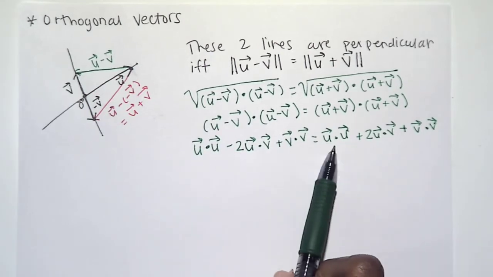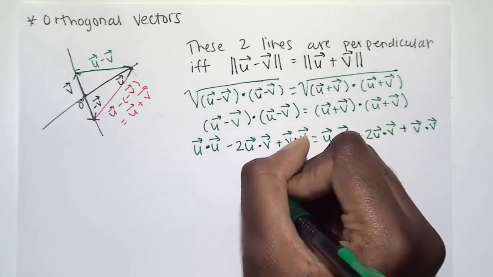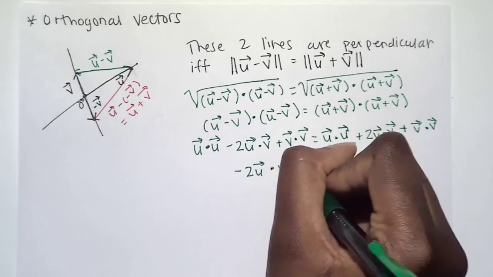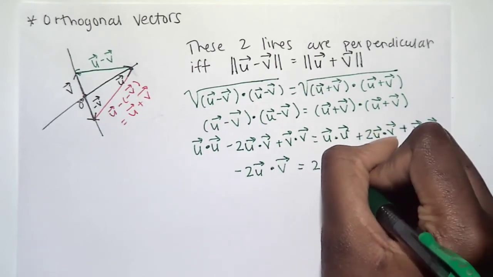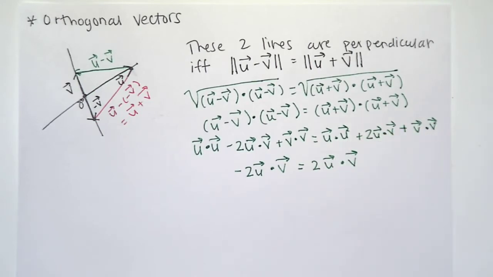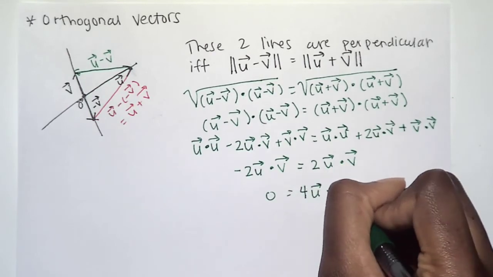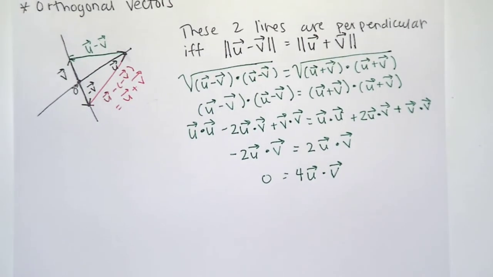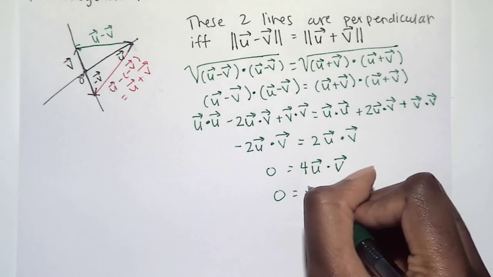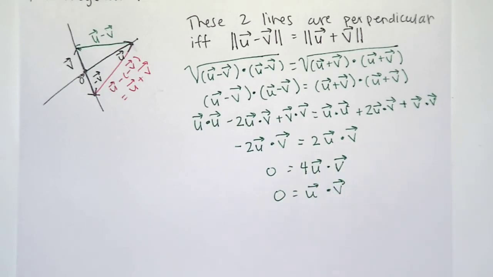We got u dot u on both sides, those can cancel, v dot v on both sides, so we're going to have negative 2 u dot v equals 2 u dot v. Okay. I'm going to move everything to the right side so that we have 0 equals 4 u dot v. Divide the 4 back over, 0 equals u dot v. So what does this tell us? That our two lines are going to be perpendicular if and only if the dot product between u and v is 0. And that's the definition of an orthogonal set of vectors.